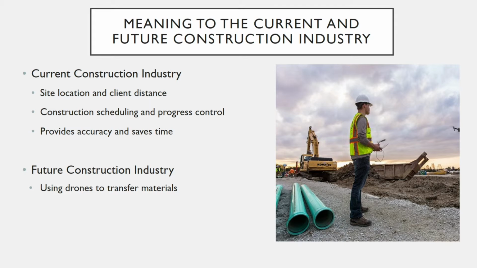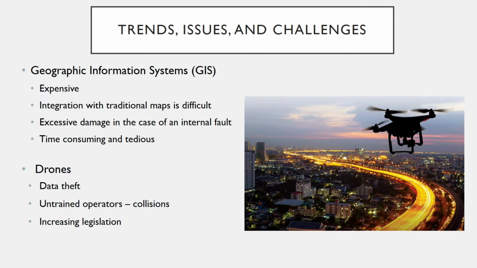So for the future construction industry, the drone can be developed to help the construction worker to do high elevation construction work so that the risk of injury can be reduced. And there are also some issues and challenges related to GIS and the drones. So for example, the GIS has lots of hardware and software, so it can be quite expensive. And with its complicated structure, the GIS can have some trouble to integrate with traditional maps, so a lot of useful and important information might be missed.